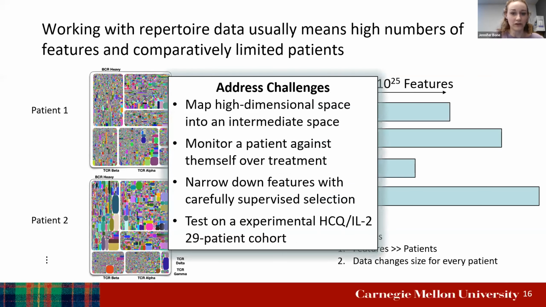So to address these challenges, as I said, we're going to map our high dimensional space data into an intermediate space that's going to help us make the data more separable and allow us to classify the patients at day 15. And we'll also talk about flipping the data in a way that allows us to monitor a patient against themselves over treatment. We're going to narrow down our features in our first analysis with a carefully supervised selection that I will describe. And then we're going to show whether or not we were able to classify the patients correctly.